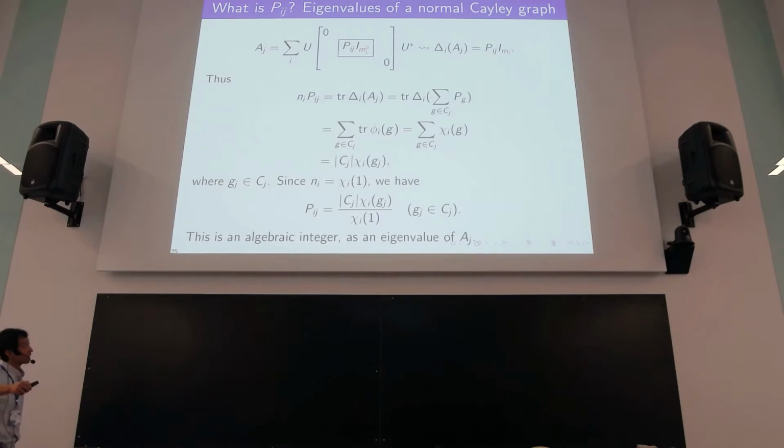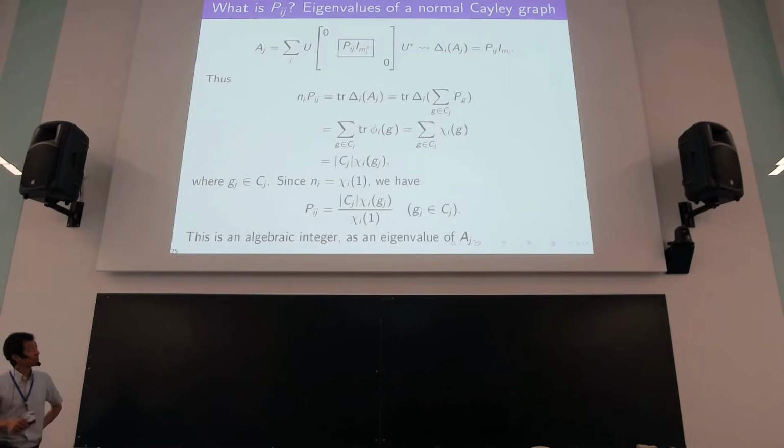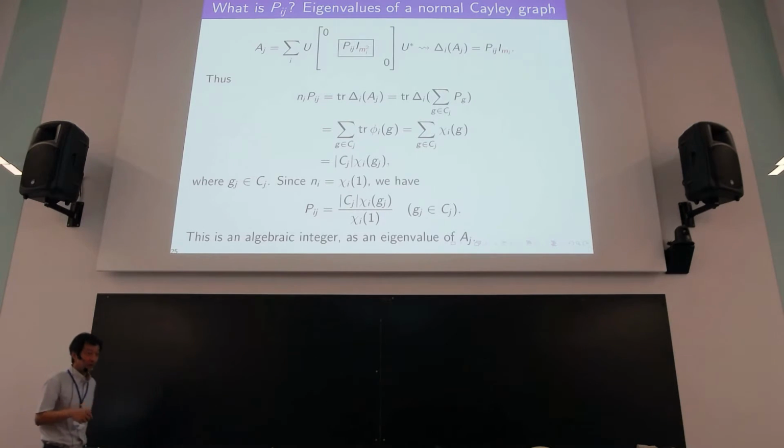Well, it's not immediately clear whether this could be an integer or, more generally, an algebraic integer, because you have a denominator which is in general not 1. This is the dimension of an irreducible representation, and typically it is not 1. And of course, this size of Cj has nothing to do with the dimension. So it is not so clear whether this could be an integer or algebraic integer, but if you look at the left-hand side, Pij, then it is clear this is an algebraic integer.